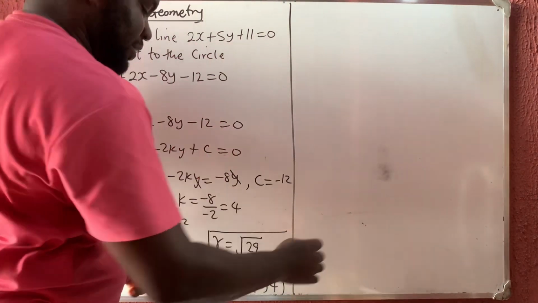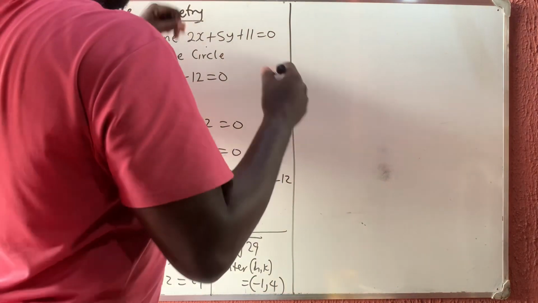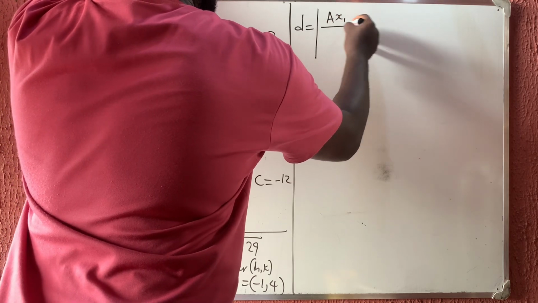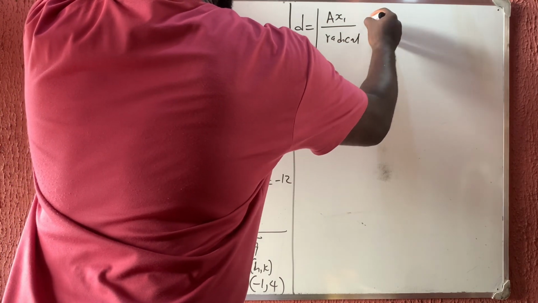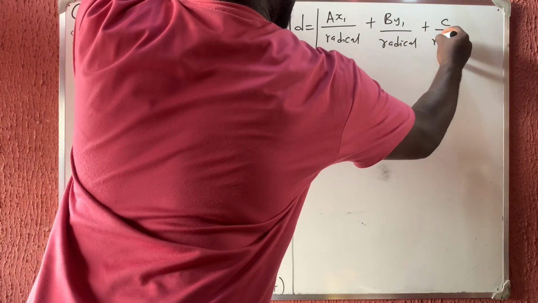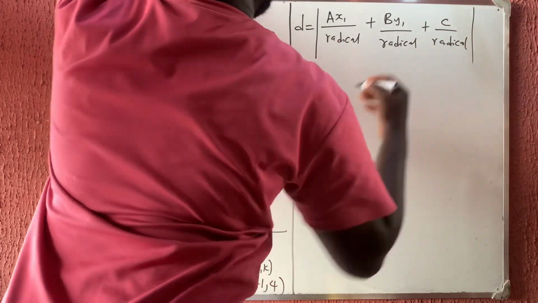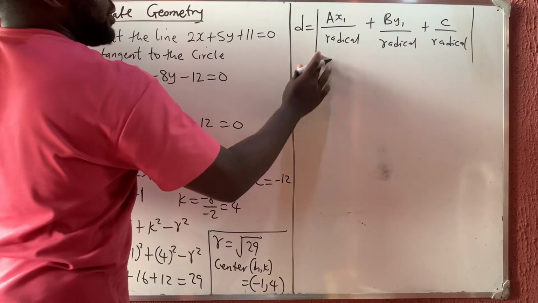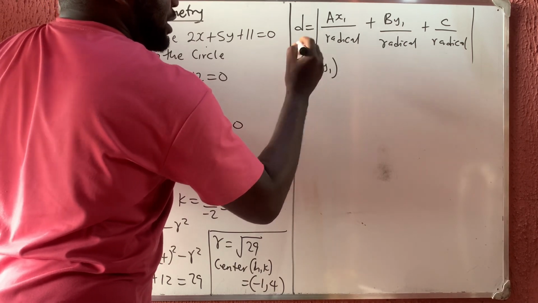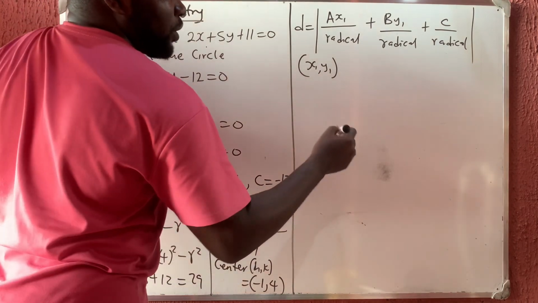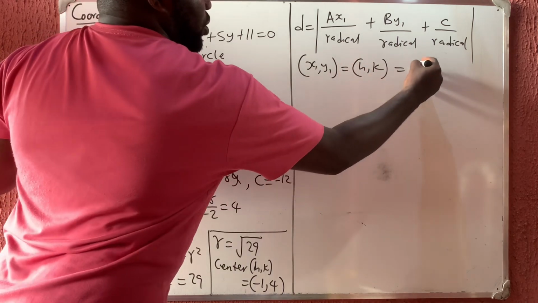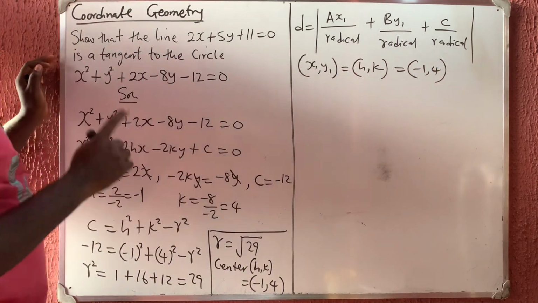Now the next thing is to get the distance between a point and a line. The formula for distance between a point and a line is given by the absolute value of ax1 over radical plus by1 over radical, then plus c over radical. That is the formula. Now the problem here is that our x1 and y1 are the points we need. According to that circle I drew for you, that point is the center of the circle. So this will now change to our h comma k, which we have gotten already to be -1 and 4. That is the point we are looking for.